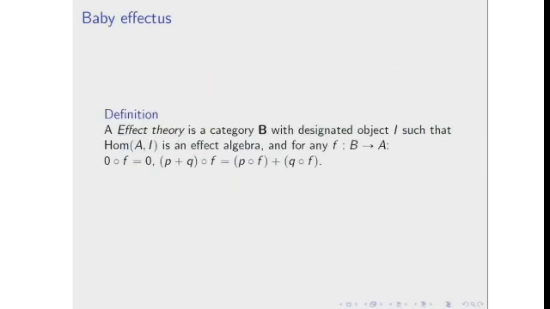Okay. So now a definition that I find more workable, which I call in the paper an effect theory, a baby effectus. This gets you the intuition of what is important in an effectus, for me at least. It's just a category which has some designated object I, such that the morphisms from A to I form an effect algebra, and all other morphisms preserve the structure, so they preserve the addition when it exists.